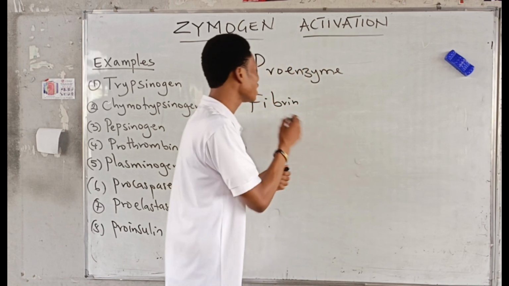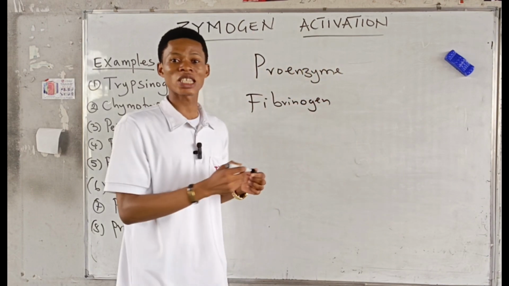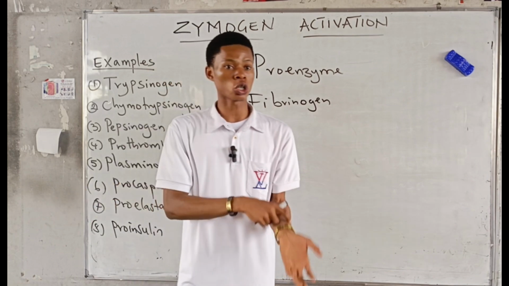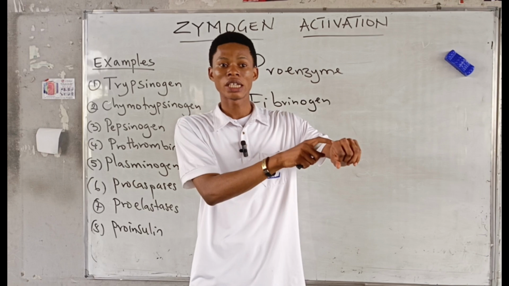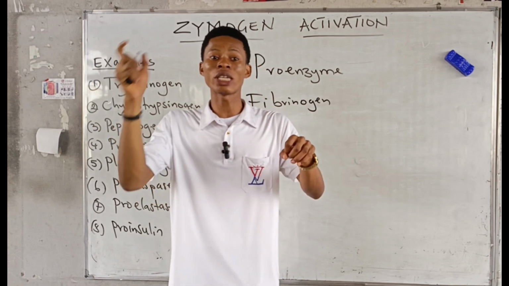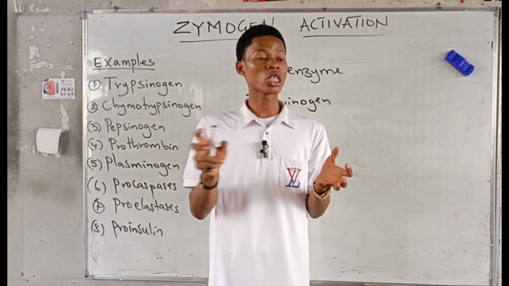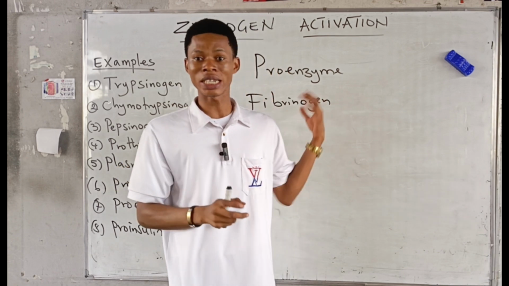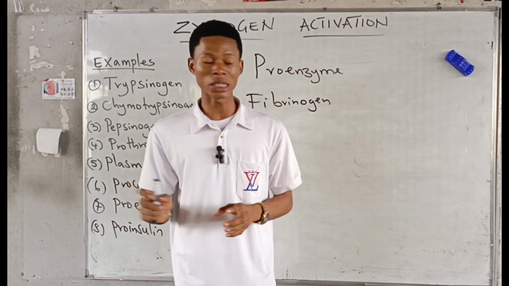So it is secreted in the inactive form called fibrinogen, to prevent the blood clotting. It is only during injury, if I have an injury here, that fibrinogen will be converted to the active form, fibrin, so it can carry out its function. So you see why enzymes exist in the inactive state, right? They are only activated when their functions are needed.